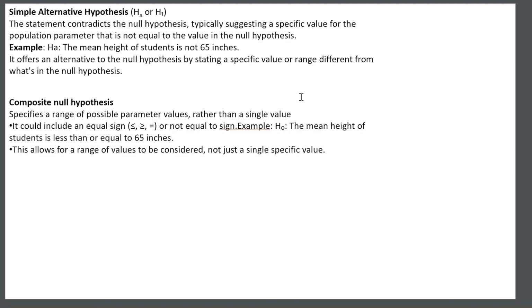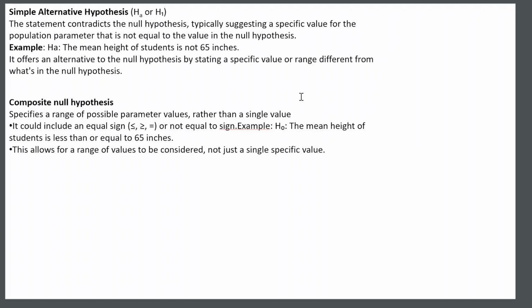So next is the composite null hypothesis. What is a composite null hypothesis? It specifies a range of possible parameters rather than a single value. It may include the sign equal to, less than or equal to, or greater than or equal to. For example, the mean height of the product is less than or equal to 65 inches. This allows a range of values to be considered, not just a single specific value. So this is the composite null hypothesis.